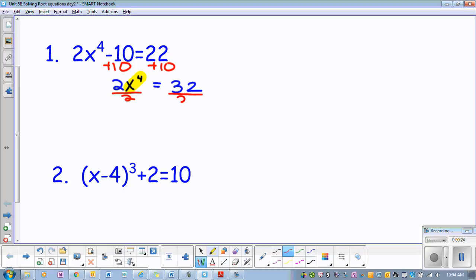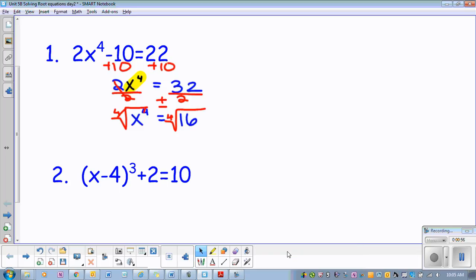Divide both sides by 2, so you can get rid of that. x to the 4th equals 16, and then x equals 4. Alright, so you have x to the 4th equals 16. Now what? Good. You gotta take the 4th root. Well, the 4th root, what does the 4th root need? Plus or minus, because that is an even root.